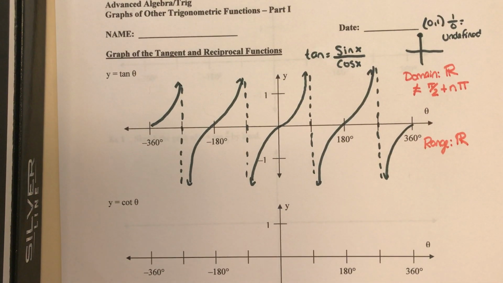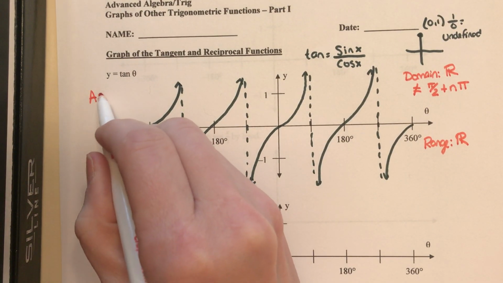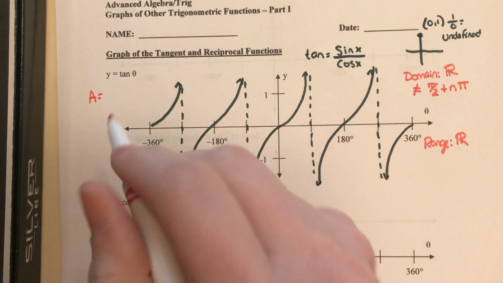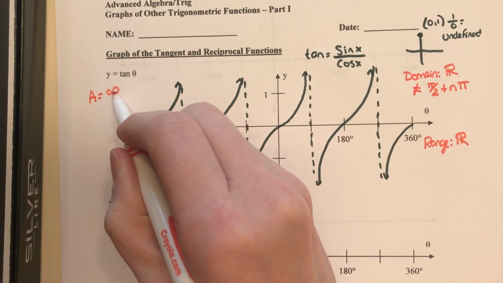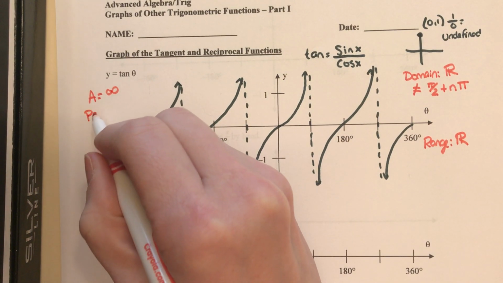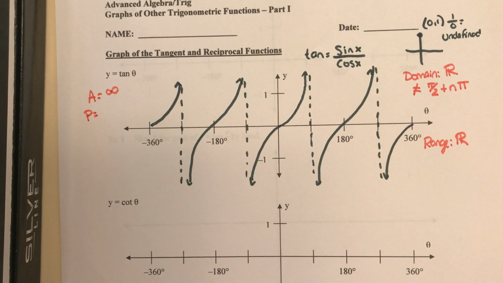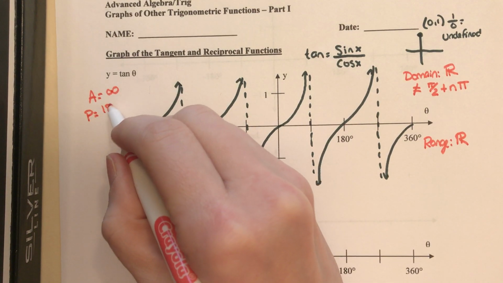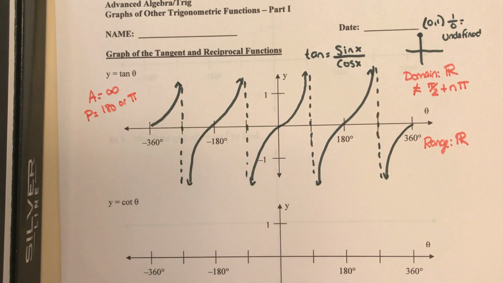Some other important things to note are the amplitude. The amplitude of this graph is infinity. It doesn't have a highest point, it goes forever. The period, so this is also a little different. The period of a tangent graph, it only takes 180 degrees for it to repeat. So 180 or pi in radians.